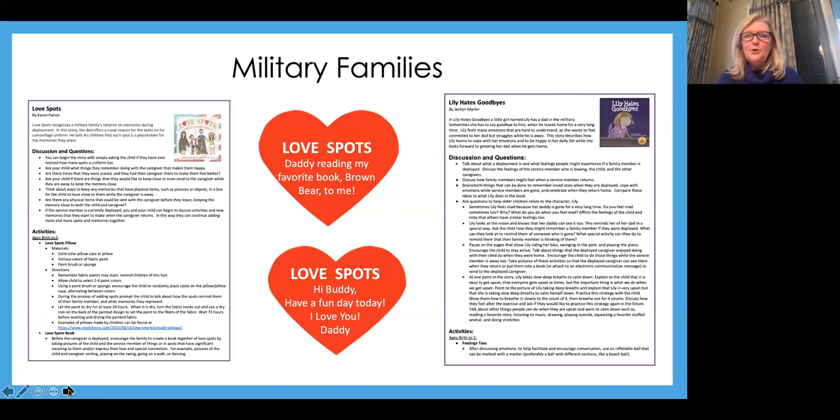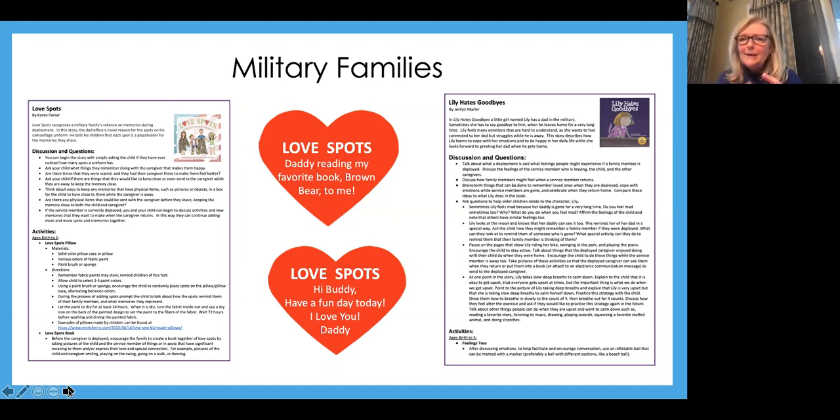And so the dad or the mom is like, every time I see one of those spots, I think about you. So what this one family did is they made a little book out of hearts, calling them love spots, before the dad was deployed. And the child was like, one of my love spots is daddy reading my favorite book, Brown Bear, to me. And then dad was like, hi, buddy, have a fun day today. I love you, daddy. So they made this whole little book of love spots.